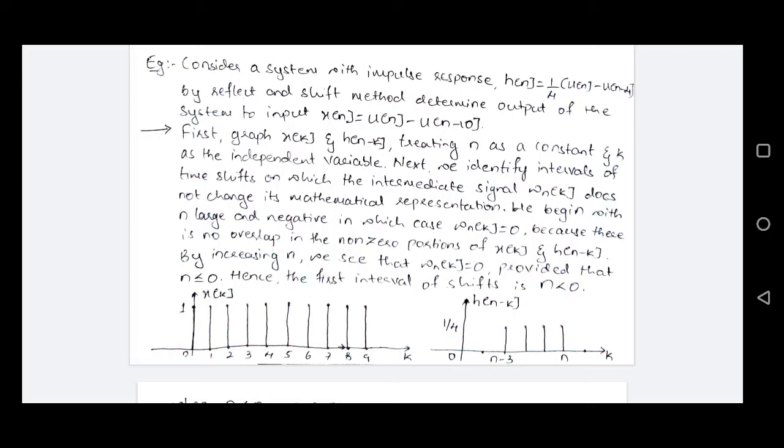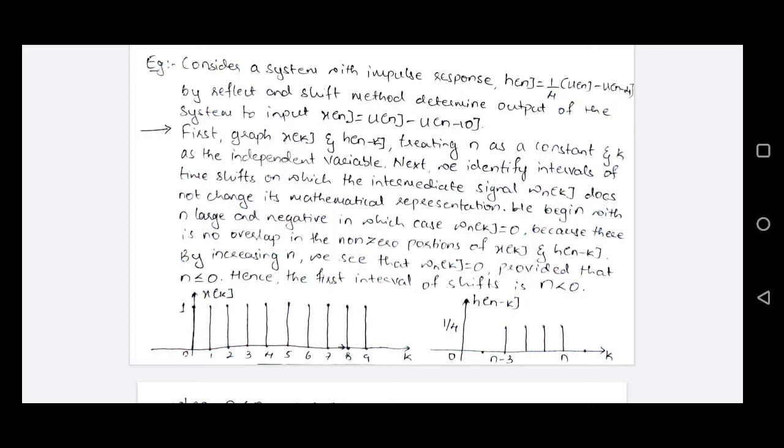Now if you observe both the impulse response sequence and the input sequence, both are of rectangular nature. u of n minus u of n minus 4 is a rectangle which will be defined for only 4 values, and each of those values will be scaled by 1 by 4. And likewise, the input signal is also a rectangular function, u of n minus u of n minus 10. So the input signal is a rectangular function of 10 samples, which will be defined from 0 to 9.